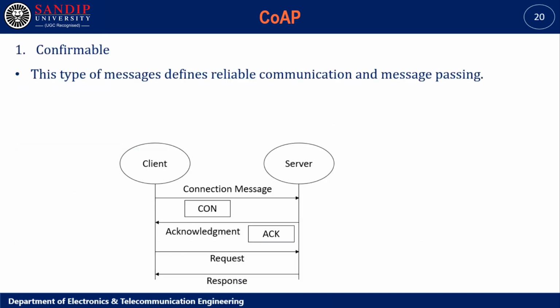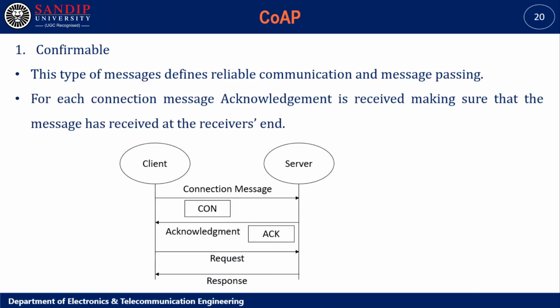First is the confirmable. This type of message defines a reliable communication and message passing. For each connection, message acknowledgement is received, making sure that the message has been received at the receiver end. Figure shows the confirmable message.